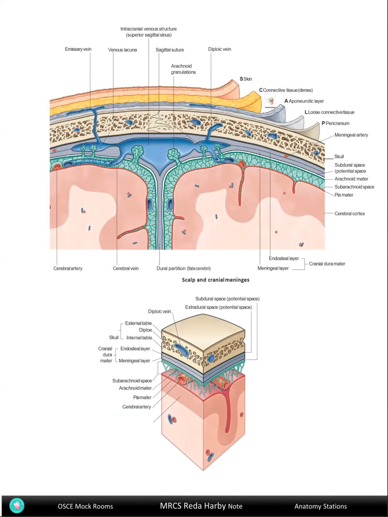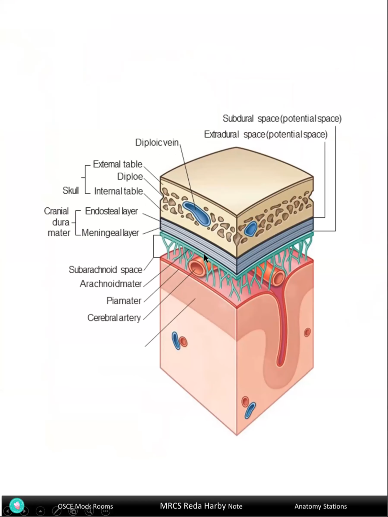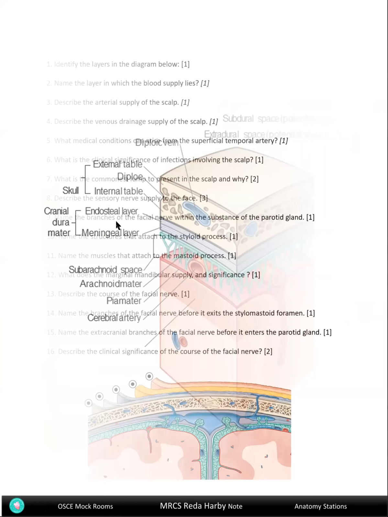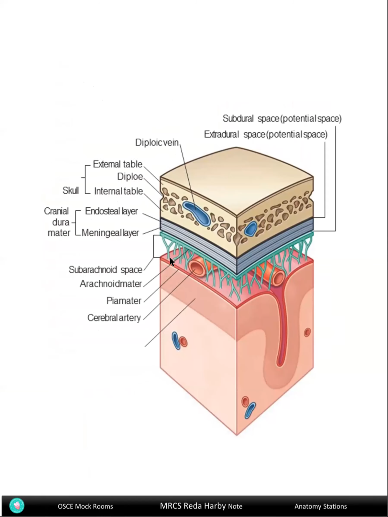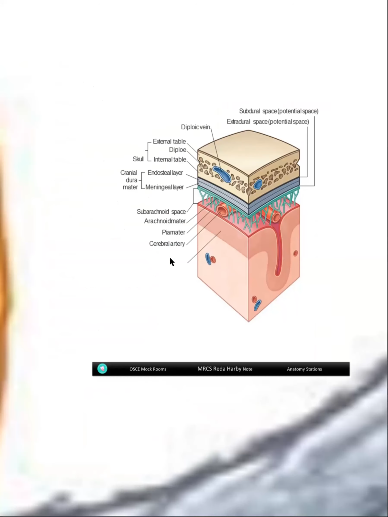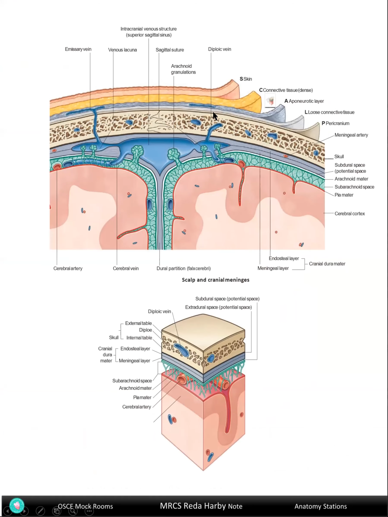What are the scalp layers? Skin, connective tissue, aponeurosis, loose areolar tissue, and the periosteum or pericranium. So the scalp is skin, connective tissue, aponeurosis, loose areolar connective tissue, and pericranium. Excellent.